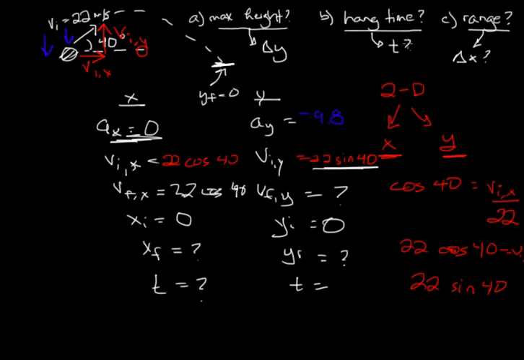This is true. However, what are we trying to figure out? We're trying to figure out, part A says the maximum height, right? So we want to actually figure out what is the y final at the peak. Because if we can figure out the y final at the peak, we will get our maximum height.